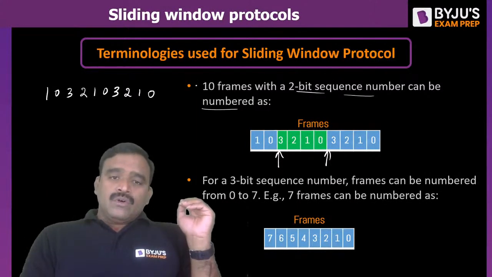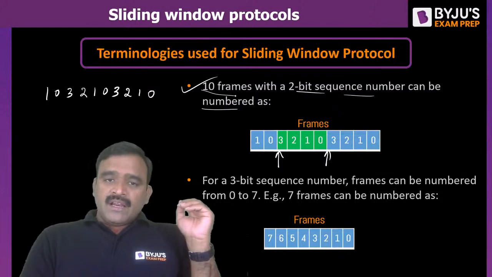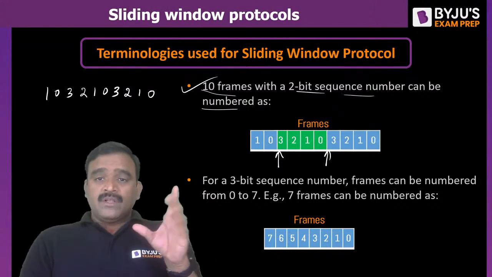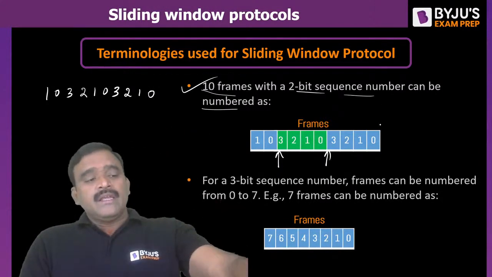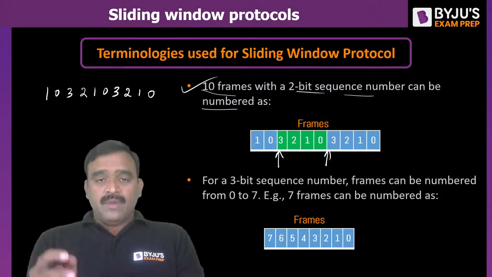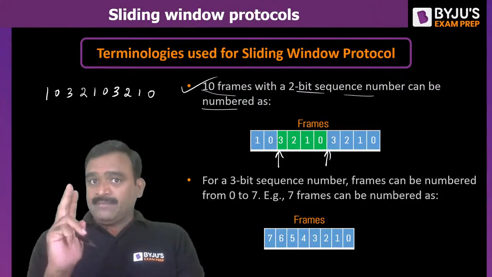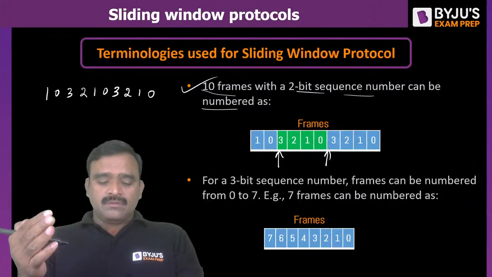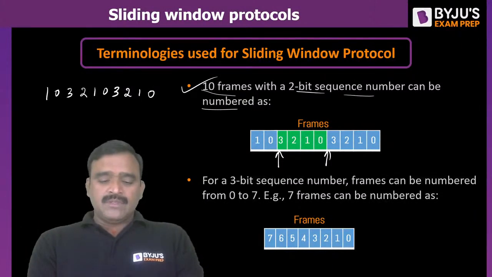So this example indicates that if there are 10 frames with a 2-bit sequence number, those can be numbered, and automatically the numbering will be repeated. Hope you are understanding what I mean by repetition of numbering. Once the maximum value is reached, what is the maximum value we can show with 2 bits? 3. Again it will go back to 0. So the first and fifth frames have the same sequence number.